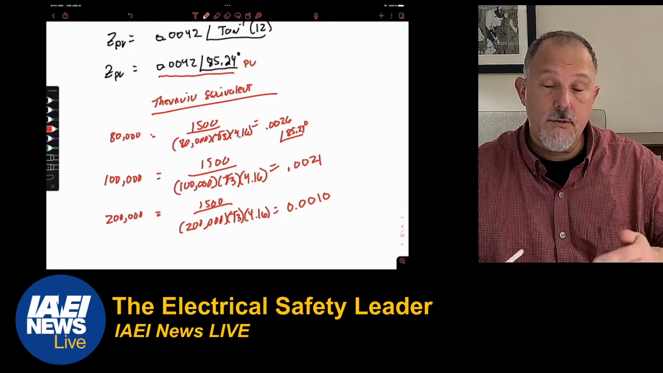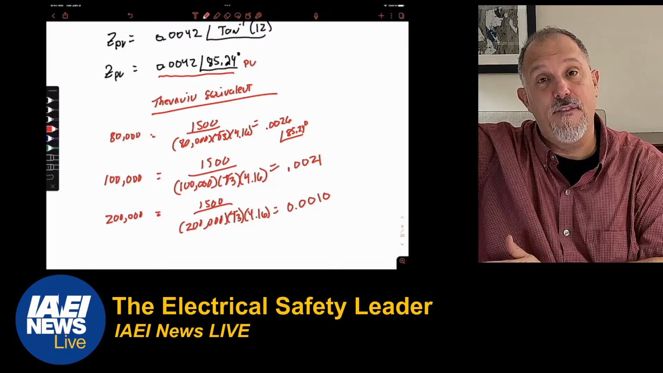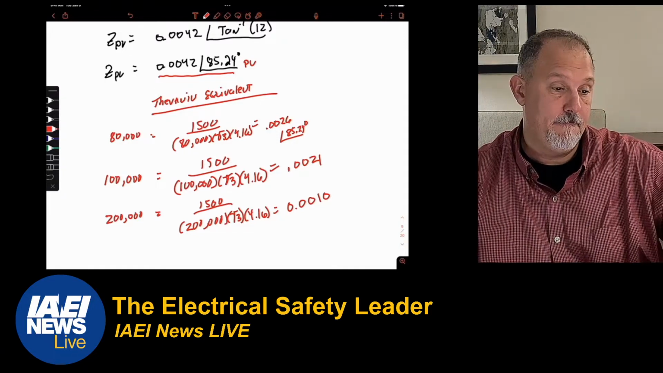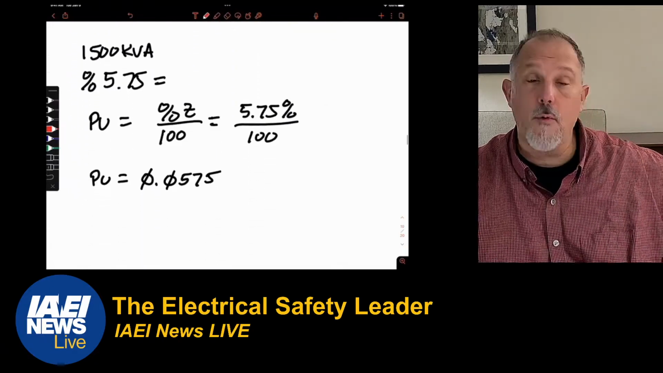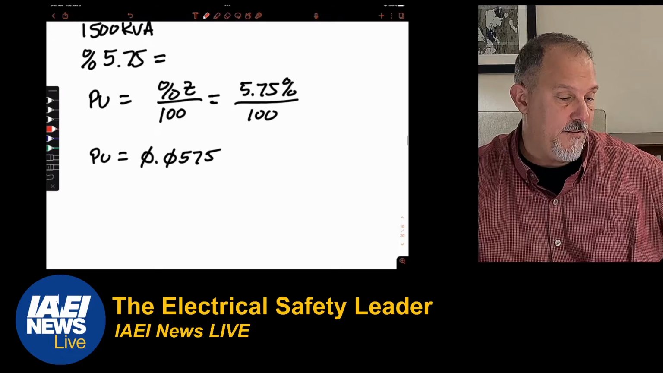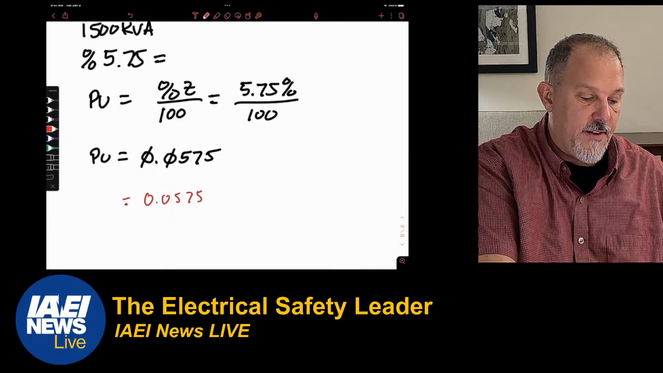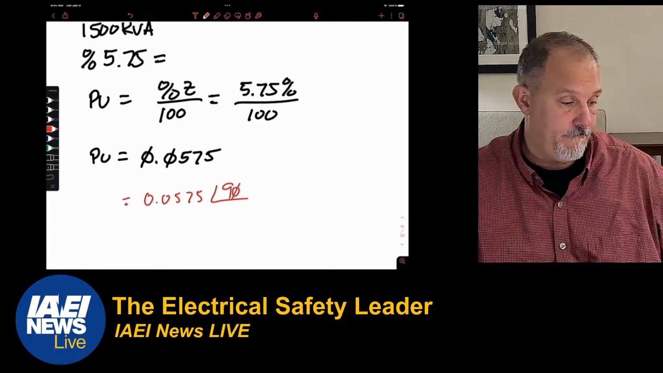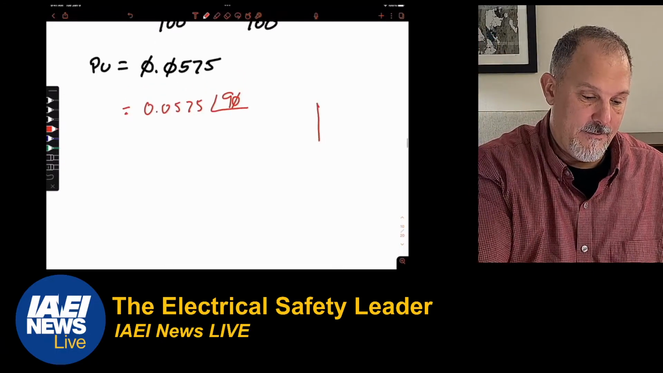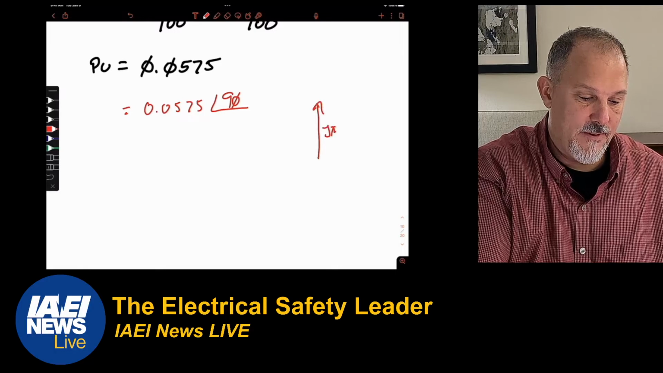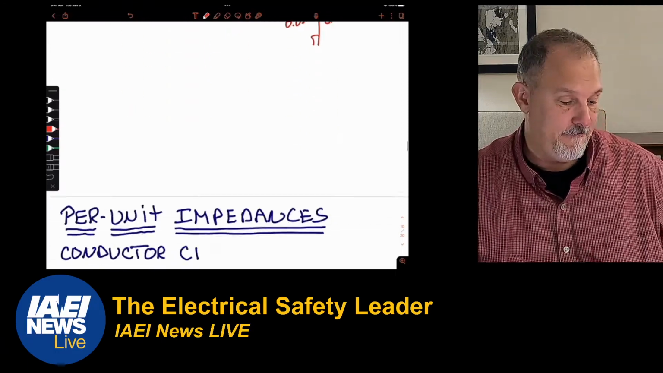So my fault current is going up, my impedance is going down. An infinite amount of fault current gives me 0 impedance. Capiche? All right. Let's move on. This is transformer 1, which we already did. It's 0.0575, at an angle of 90 degrees, because we're assuming it is all X. jX. This is 0.0575, and it's at 90 degrees.